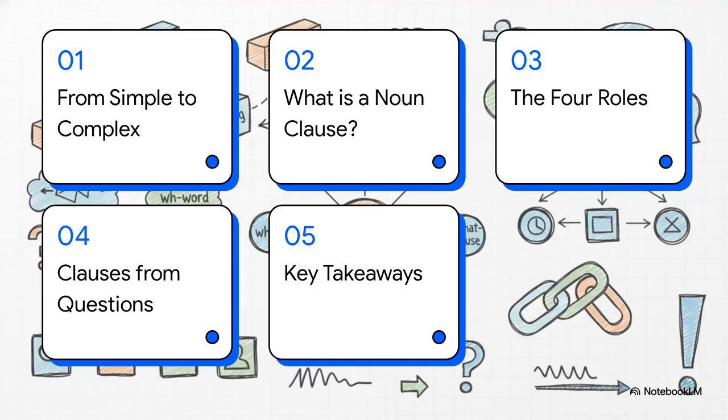Here's the game plan. First, we'll see how we build bigger sentences in the first place. Then we'll get right into it. What is a noun clause? After that, we'll check out the 4 main jobs it can do. And then, for a little advanced move, we'll see how to make them out of questions. Finally, we'll wrap it all up. Sound good? Let's do it.